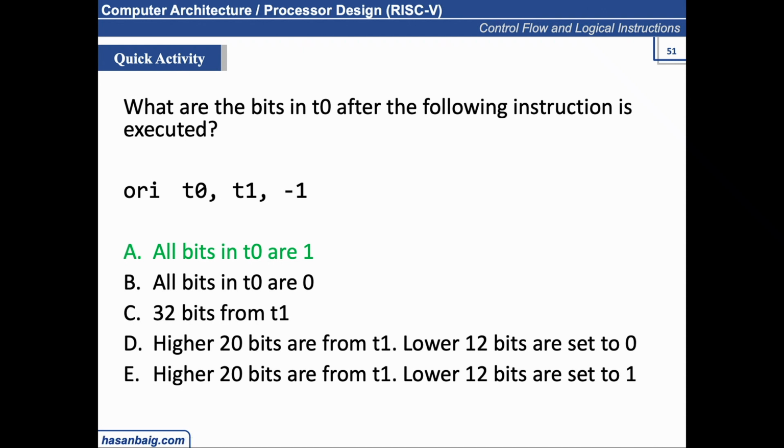I think I get it. First of all, how do you write -1 in binary? It will be all ones, and you're performing an OR operation. In an OR operation, if one of the inputs is 1, no matter what the other input is, the output will be 1. So T0 will contain all ones.